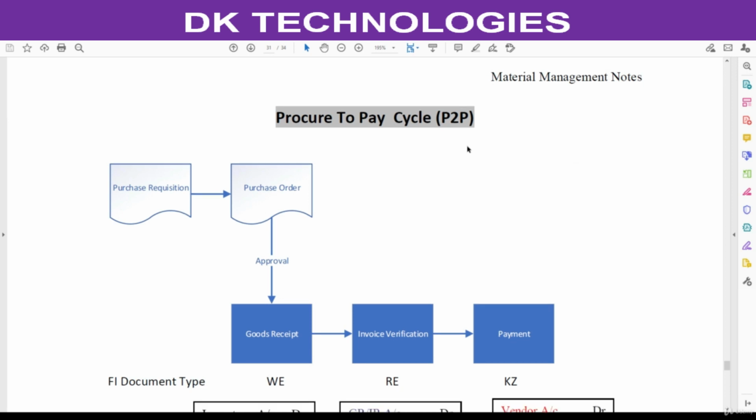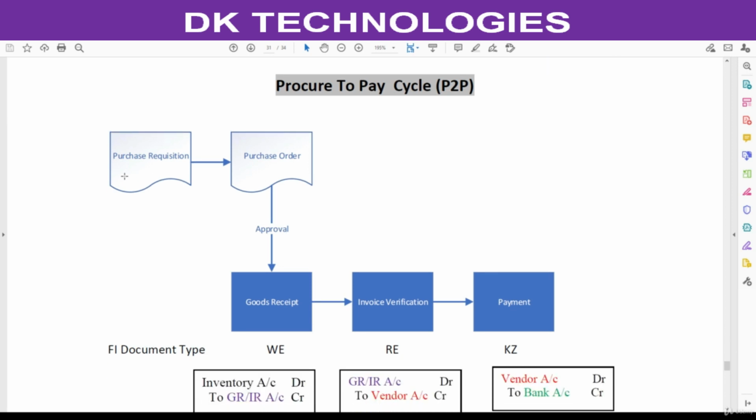Procure to pay cycle. The first step is to create a purchase requisition. Second, the purchase order. The third step is to receive the goods. Fourth step, accounting of the vendor invoice. Fifth step, making the payment to the vendor. This process we are going to understand in this session.